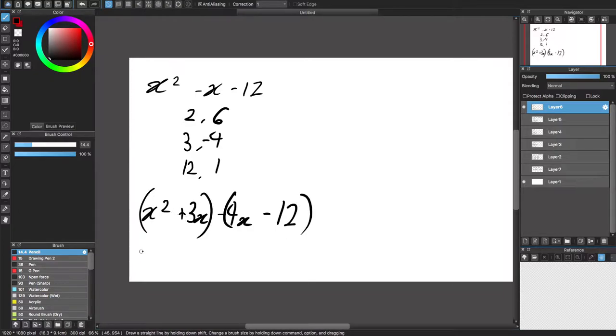Tell me if I'm doing something wrong in the comments. That'd be really nice if you guys do that. Just teaching myself math here.